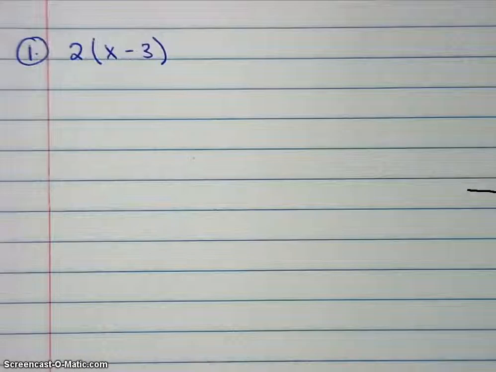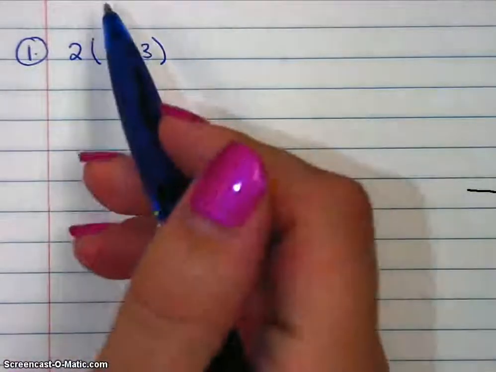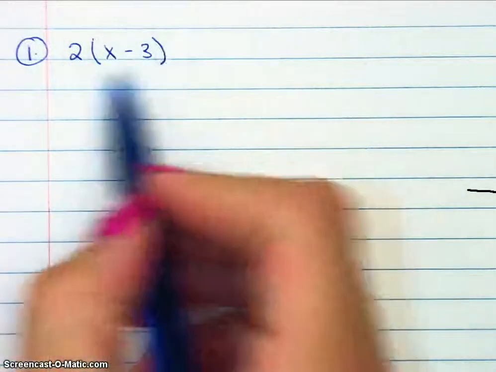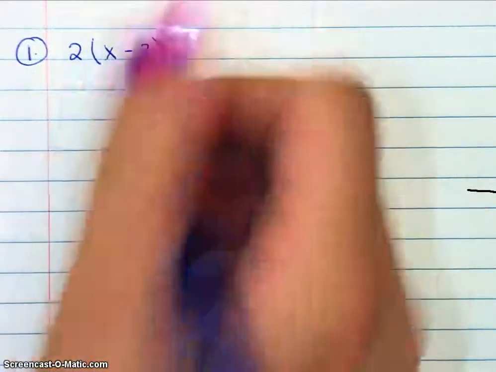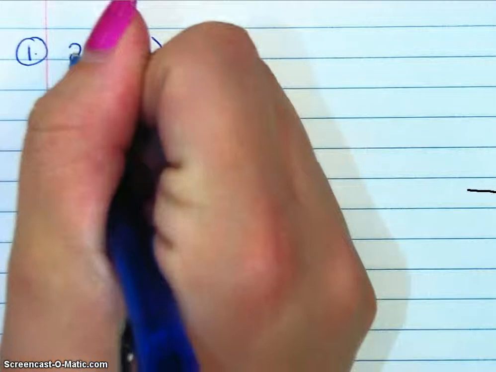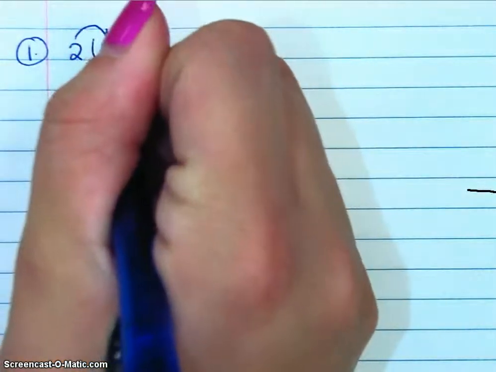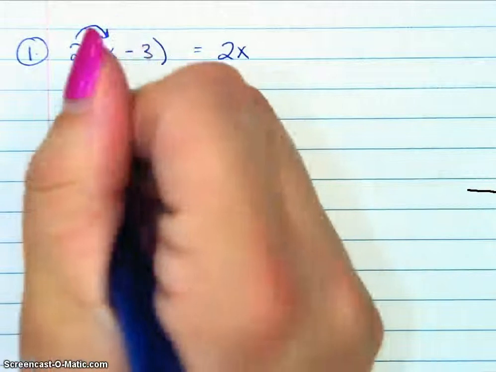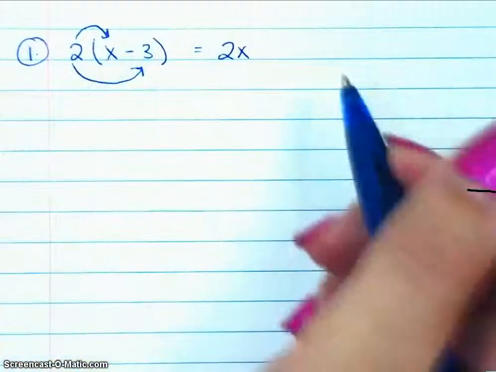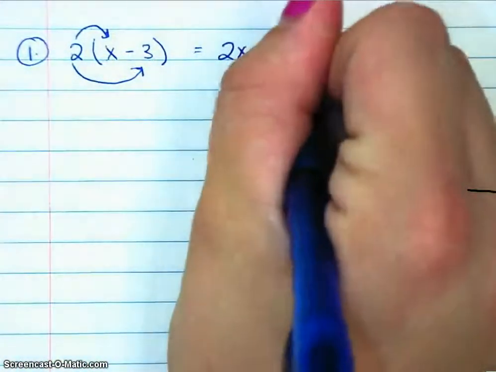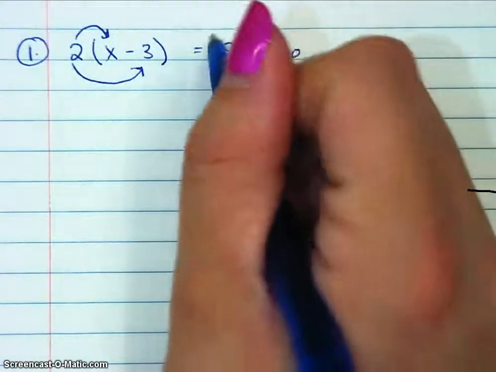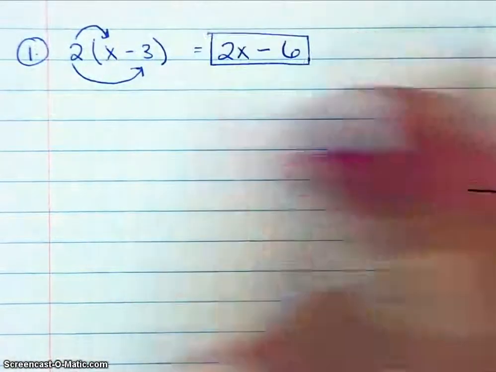Okay, I'm going to show you how to distribute and combine like terms. So on this first problem, 2 times the quantity x minus 3, we're going to distribute, meaning multiply 2 times x, which is 2x, and then 2 times negative 3, which is negative 6. These are not the same terms. That has an x and that doesn't, so we're finished.